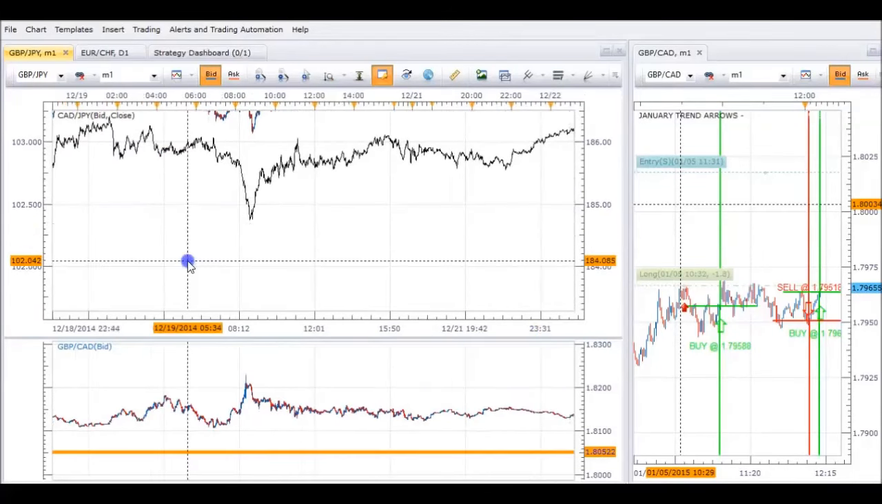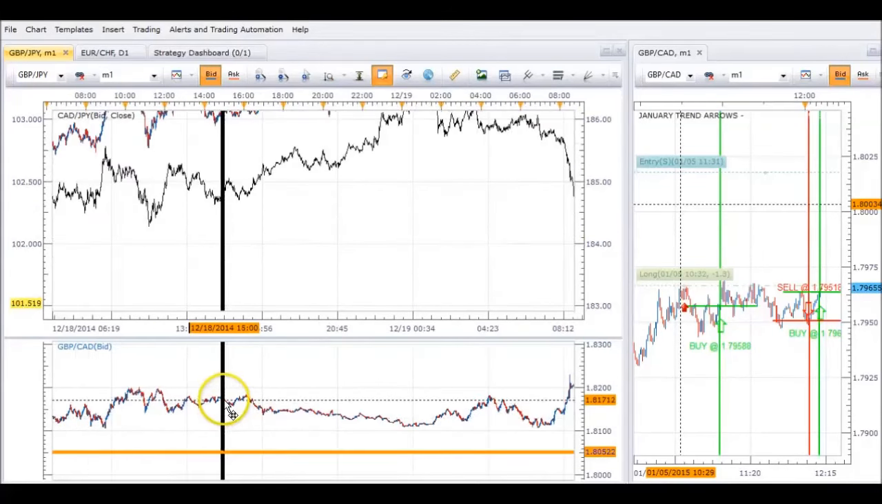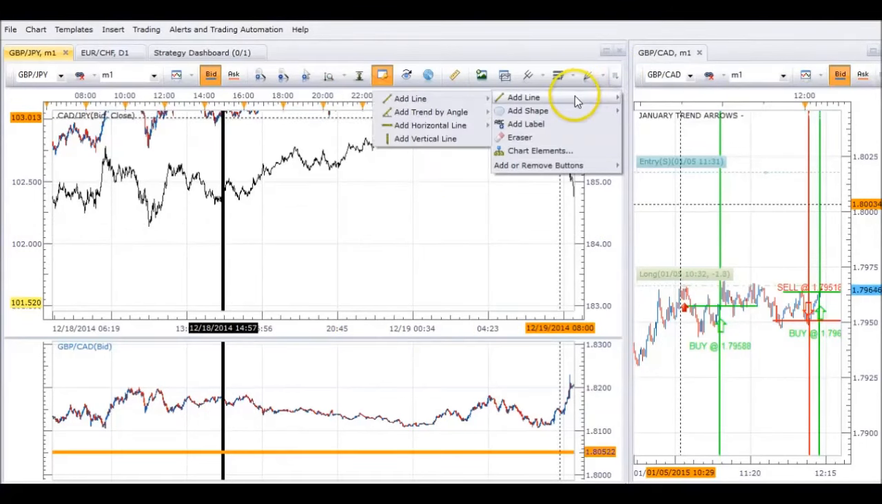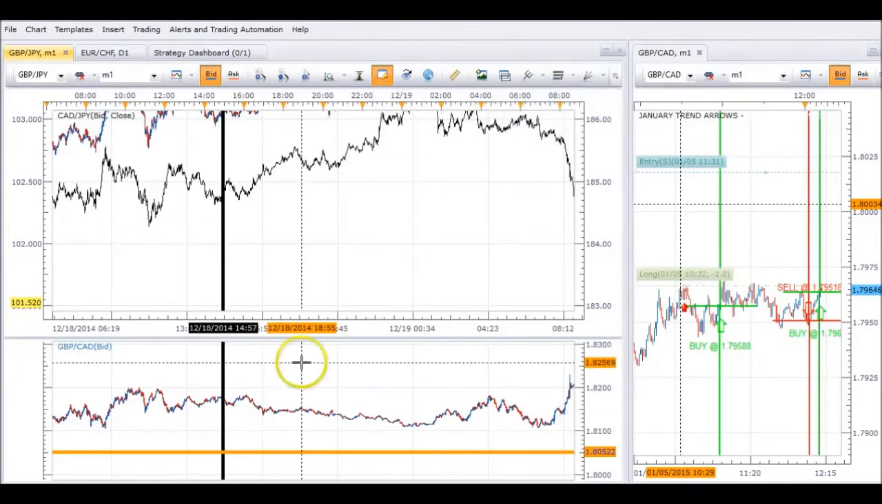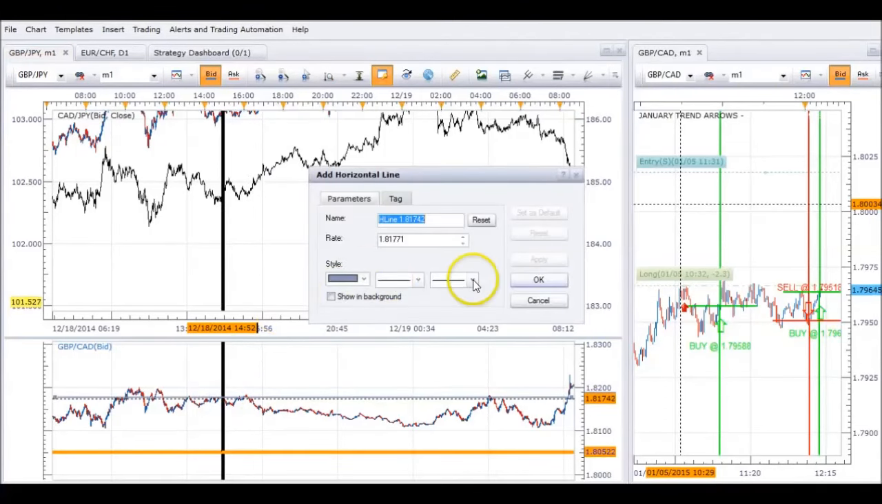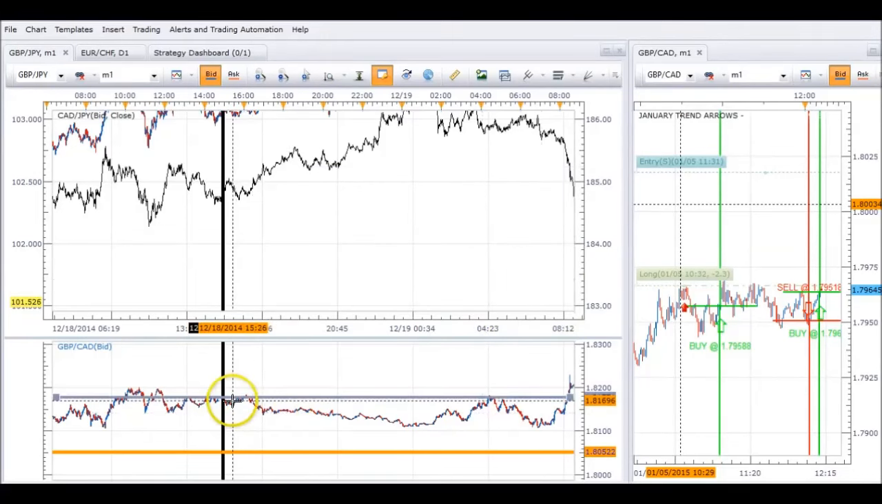Like I got in, where did I get in? I got in at 181.71 right here. Actually, let me draw a line there, and I will draw this one gray. This is where I shorted the British pound Canadian dollar.